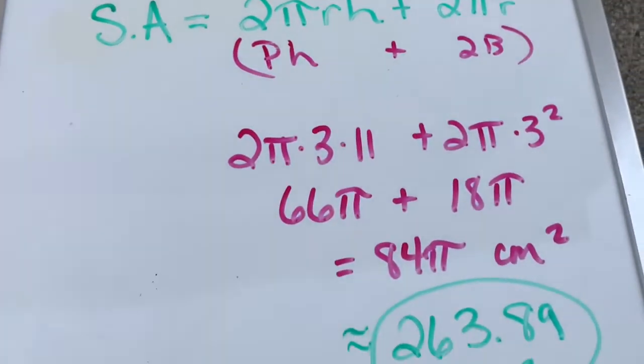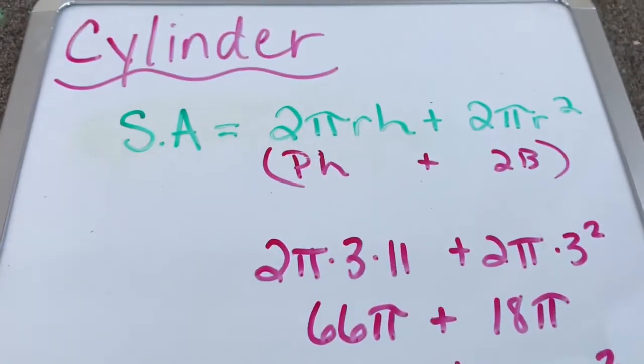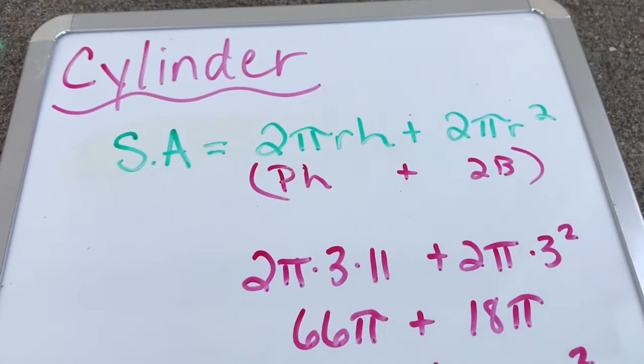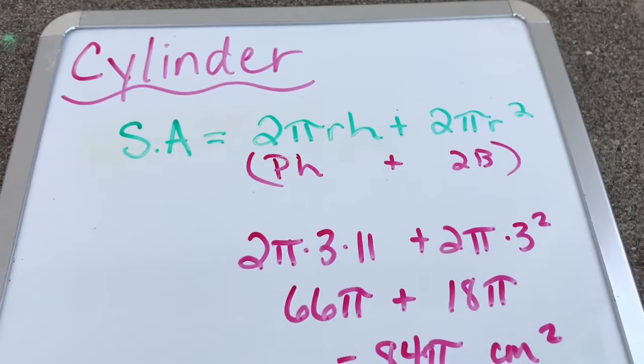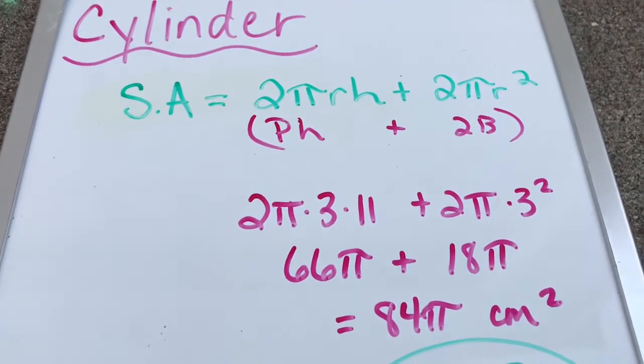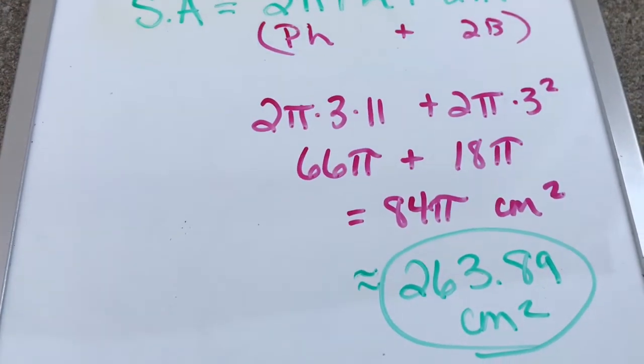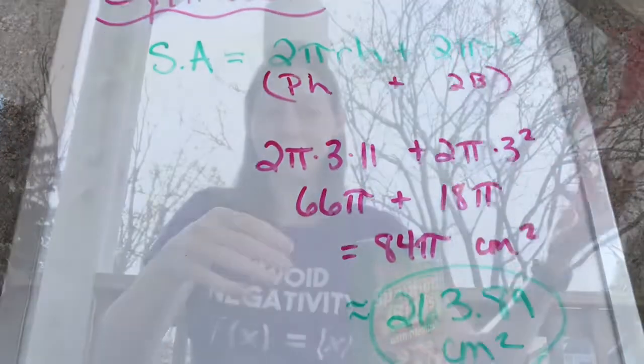So we're going to take 2 pi rh, or 2 pi times 3 times 11, plus 2 pi r squared, or 2 pi times 3 squared, which is 66 pi plus 18 pi, or 84 pi centimeters squared, or approximately 263.89 square centimeters.